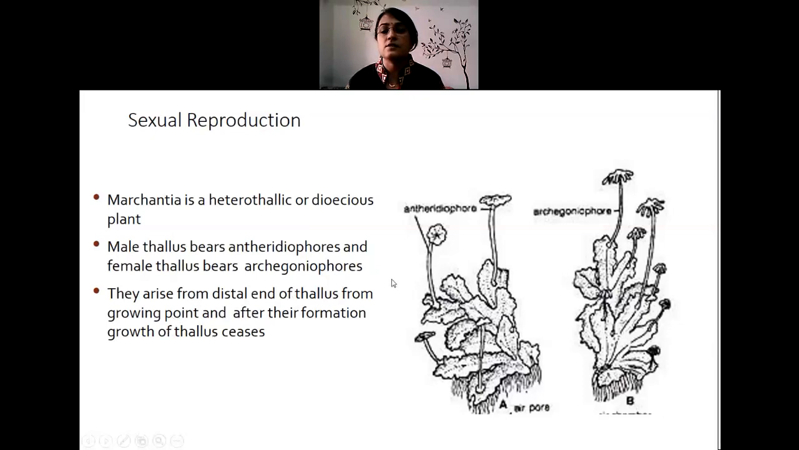the thallus will cease. You will find them at the tip of the dichotomy where the apical notch is situated, and that is utilized for the formation of these specialized gametophores. Hence, the growth of the thallus will stop once the gametophores arise from the apical notch.